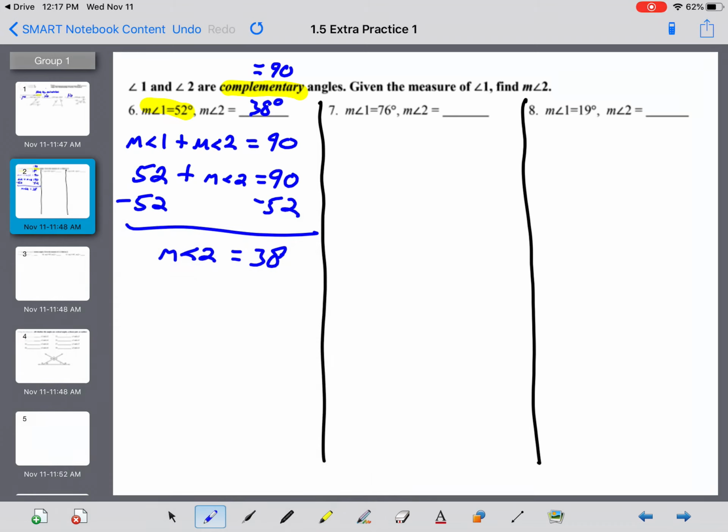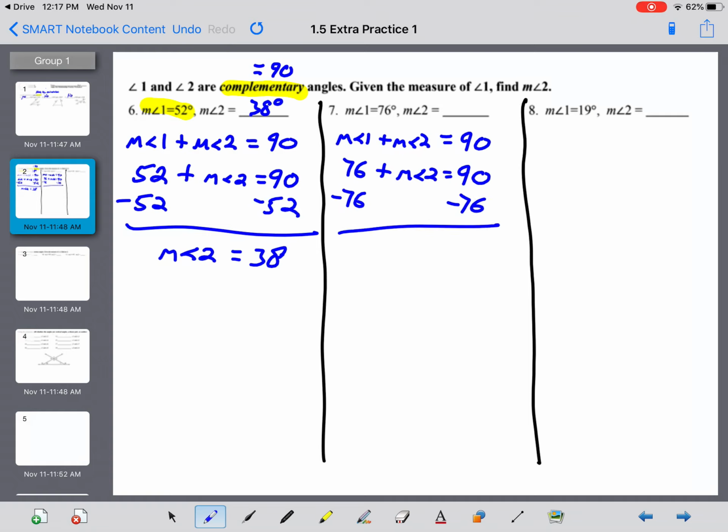Here we go. Again, we have the measure of angle 1 plus the measure of angle 2 is equal to 90. The measure of angle 1 this time is 76. We don't know the measure of angle 2, and that's going to equal 90. Subtract 76 on both sides. Your 76's will cancel, and the measure of angle 2 is equal to 14. So 14 degrees.